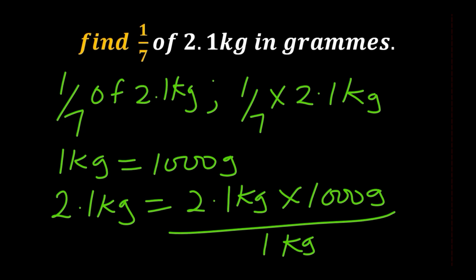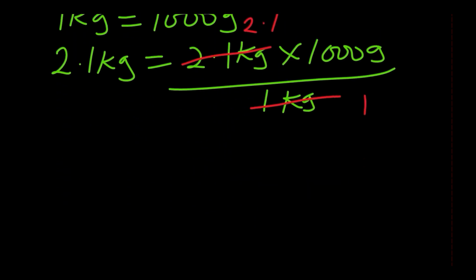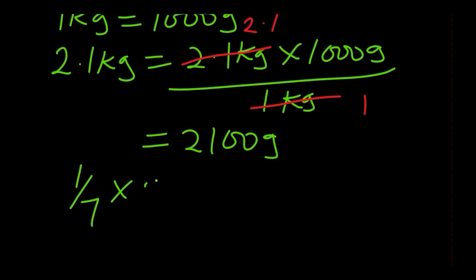Simplifying, 1 kilogram divided by 1 kilogram, we are left with 1. 2.1 kilograms divided by 1 kilogram will give us 2.1. 2.1 times 1000 grams will be equal to 2100 grams. Substituting gives 1 over 7 times 2100 grams.